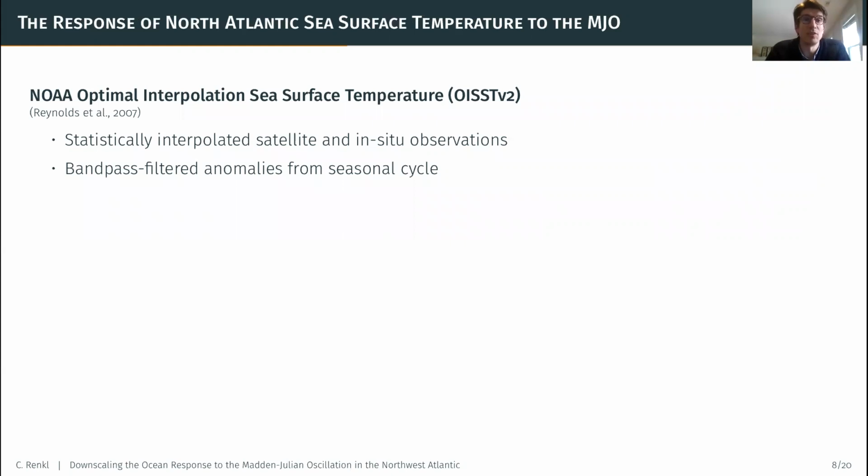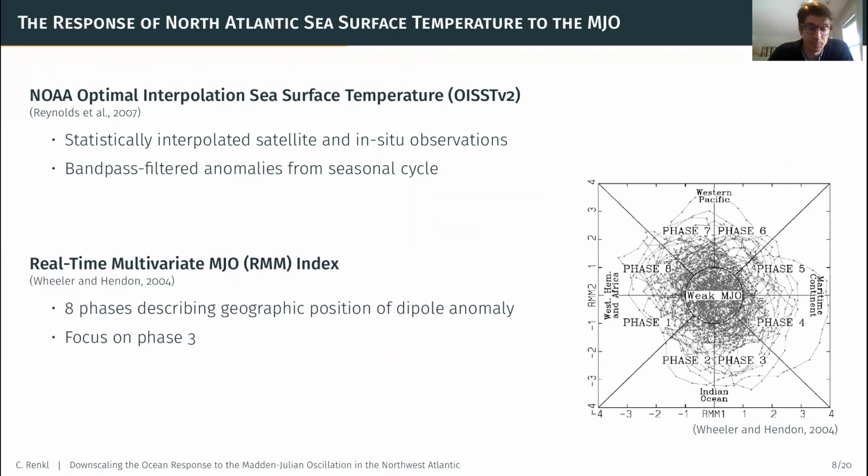I'm looking at the response of North Atlantic sea surface temperature to the MJO. This is all observational based, so I'm using the NOAA Optimal Interpolation sea surface temperature dataset, which is a dataset of statistically interpolated satellite and in situ observations. And here I'm looking at bandpass filtered anomalies that have been removed from a seasonal cycle.